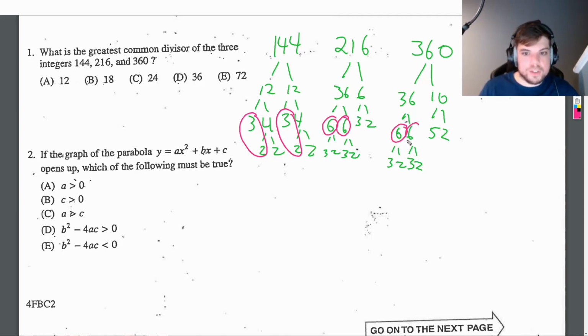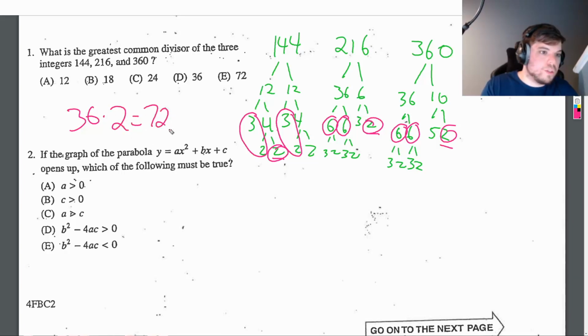There's 2 sixes in 360, which means that the greatest common divisor is at least 36, because there is a factor of 36 in all 3 of these numbers. So it is at least 36. Let's see, are there any other common factors here? Well, I think all of them have a spare 2 left over, not circled. So I think we can multiply by 2.